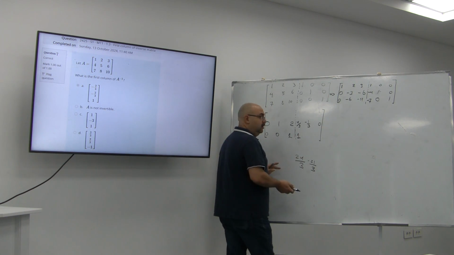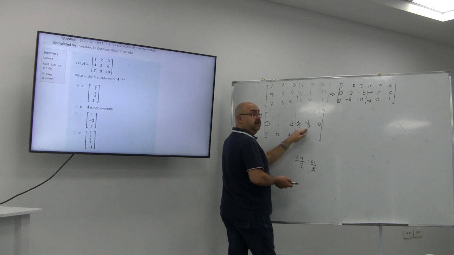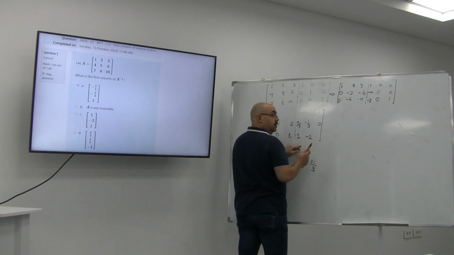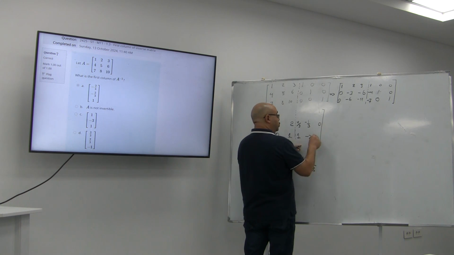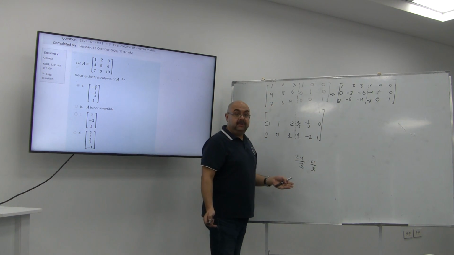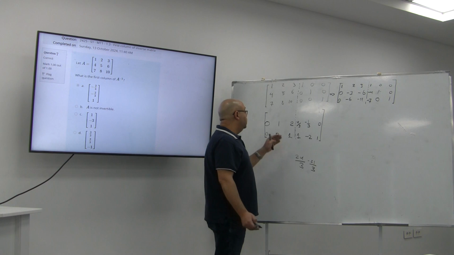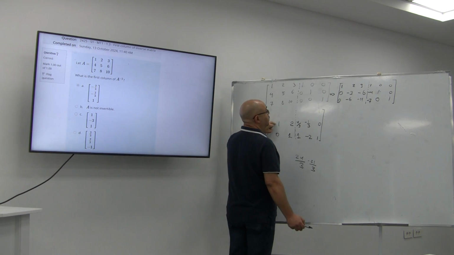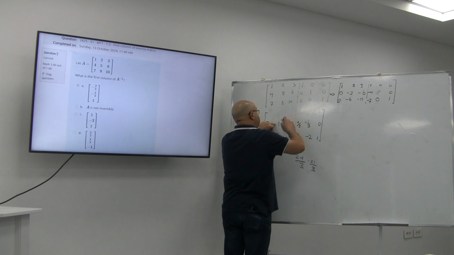So the number is adjusted. Then multiply this by 6, which is going to be negative 2. Negative 2 plus 0, so this number will be negative 2. Once more, I will multiply positive 6 and add to 1, it's going to be 1. Okay, the numbers are adjusted. Okay, continue, don't stop. So I will have to multiply the 1 by negative 2 and add it on the first row.